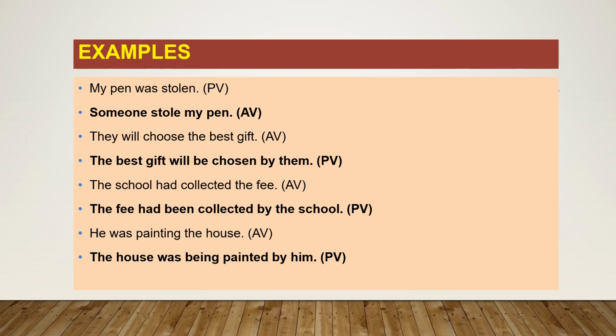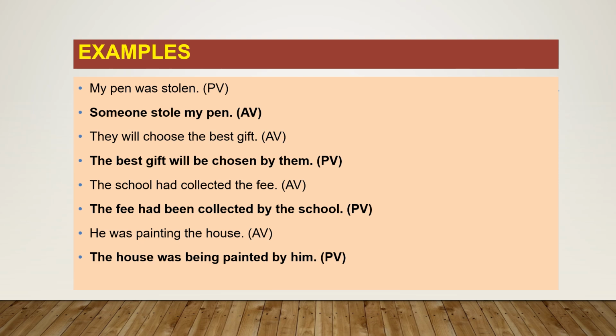The school has collected the fee. The fee is the object, so we make it the fee, subject. Had collected, this is the past perfect form. You see how we are doing all the tenses. We did present perfect, we did simple tenses, now we come to past perfect. The school had collected the fee. The fee had been collected. Had collected becomes had been collected by the school. That is, by we use, and the subject school becomes the object.